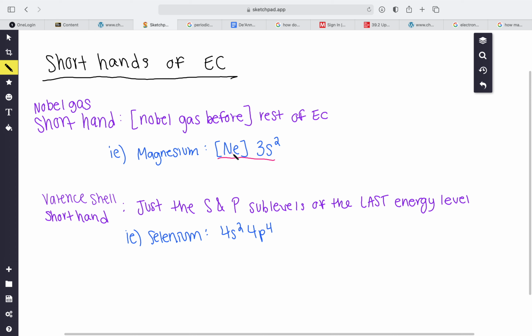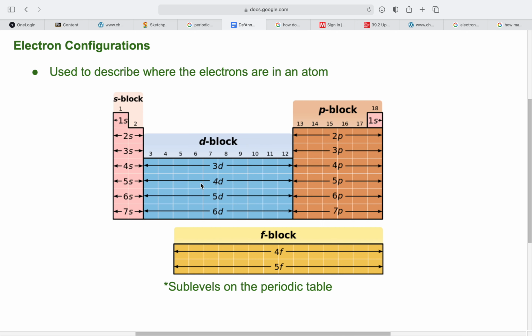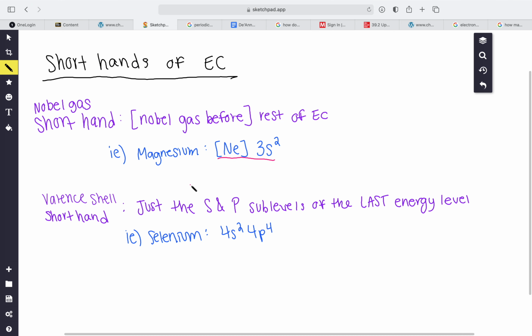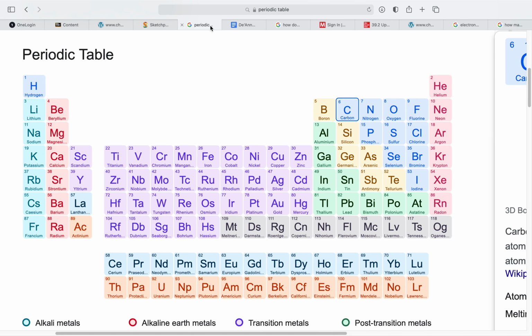And then for valence shell shorthand, you're just doing the s and p subshells. Just as a reminder, the s is over here and the p is over here. Again, that is your valence shell, as we talked about before, of the last energy level, right? The example here is selenium. Selenium is right here. Again, you're going to get to this energy level, and you're going to be like, oh my god, I'm sick and tired of writing these. It's going to take you forever, and you're going to hate it. So we do the shorthand with the valence shell, where we just do s and p.